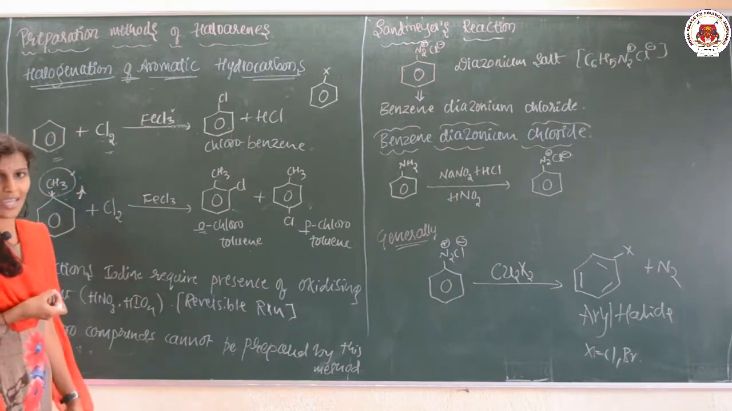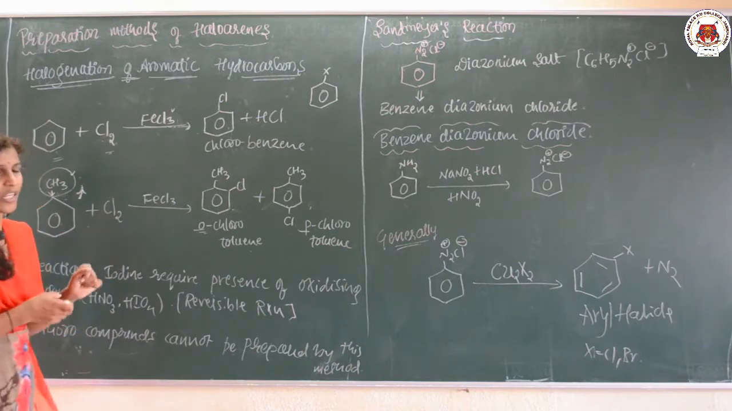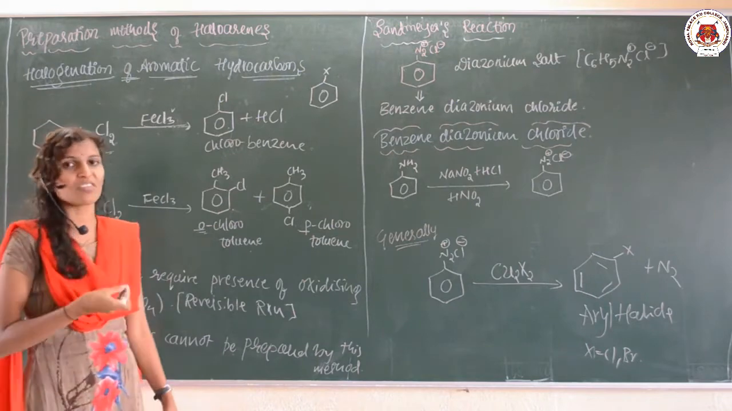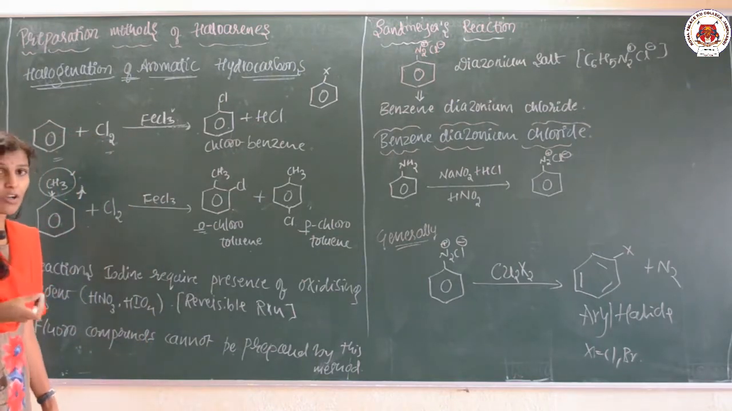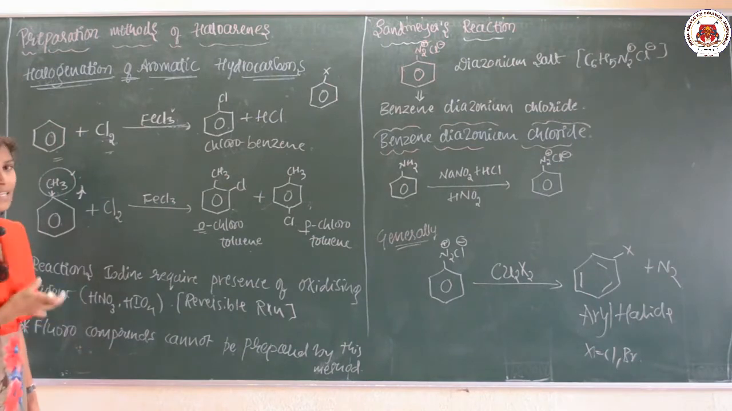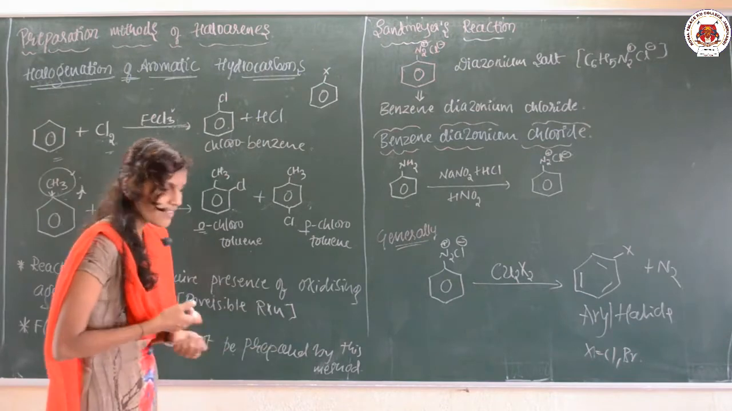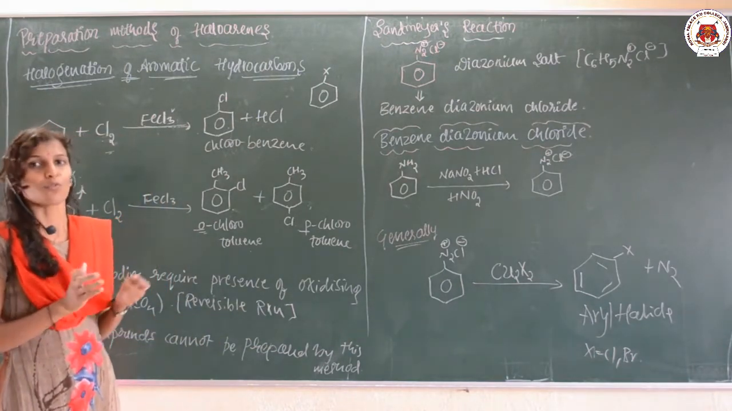And suppose I want to prepare the fluorine compounds, that is, instead of Cl, I want to substitute fluorine onto the benzene ring, that is not possible by this method, because fluorine is highly reactive. The fluoro compounds cannot be prepared by this method because of the higher reactivity of fluorine.